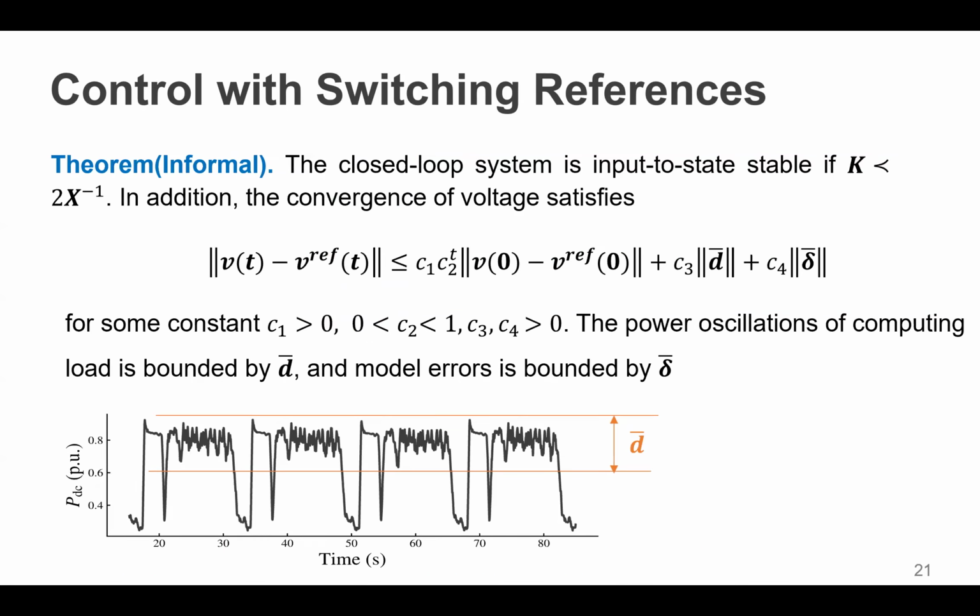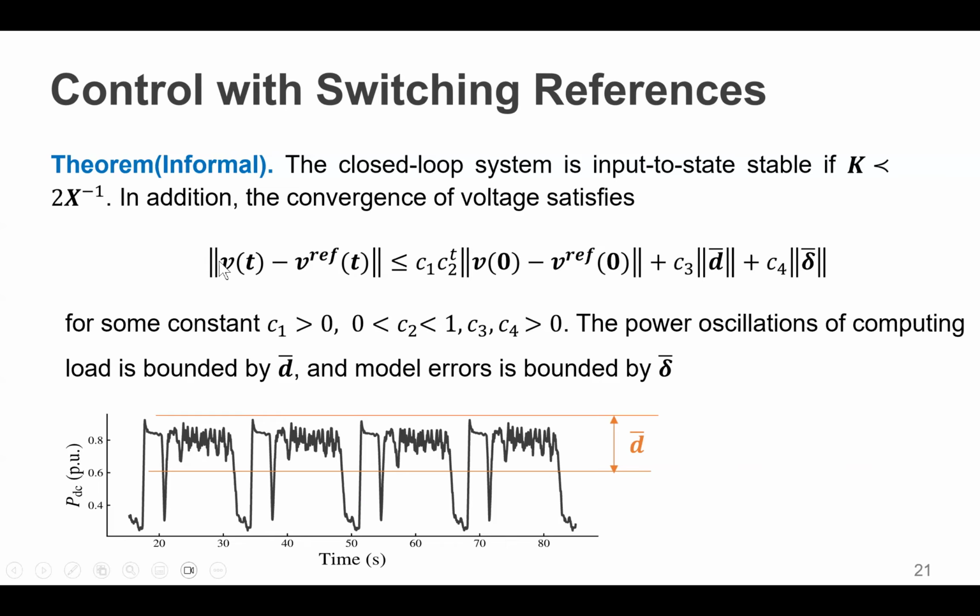We also show that the closed loop system achieves input-to-state stability if we make sure the K matrices satisfy this inequality. To be clear, K is a diagonal matrix stacking all the linear control gains from all the controllers. If we satisfy these conditions, then we can show the system is input-to-state stable, meaning that if the system has bounded disturbances, then we will have bounded voltage deviations. And the convergence of the voltage also satisfies this nice inequality.